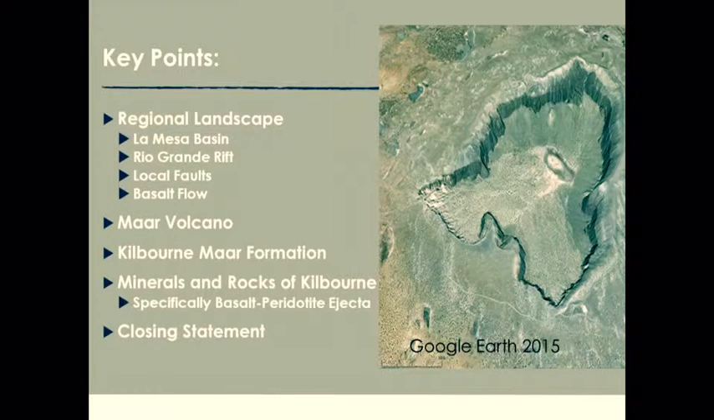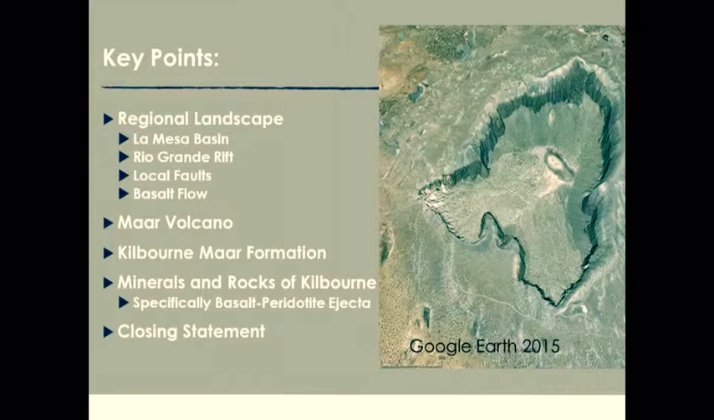I'll begin the presentation by talking about the regional landscape. I'll talk about the La Mesa Basin and some of the contributing factors to the formation of the Kilbourne Hole, such as the Rio Grande Rift, the local faults, and the basaltic flows found in the area. Then I'll go ahead and talk about the formation of a Mar volcano, then get into the specifics of the Kilbourne Mar formation, then talk about the minerals and rocks found at Kilbourne, specifically the basalt peridotite ejecta.